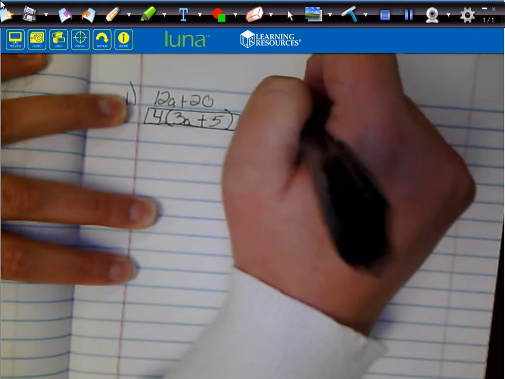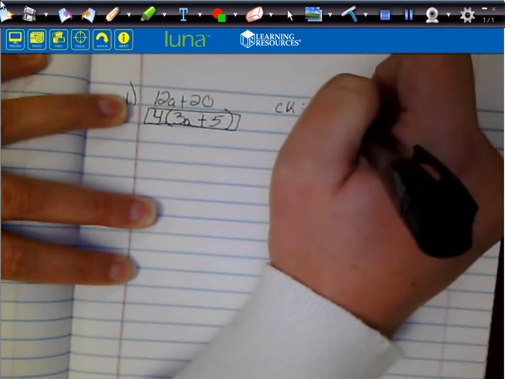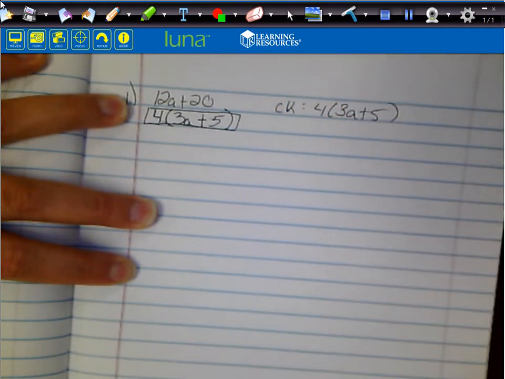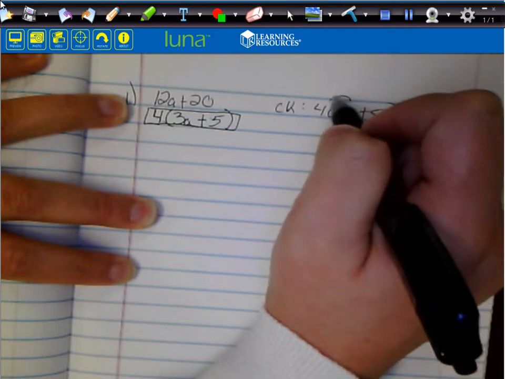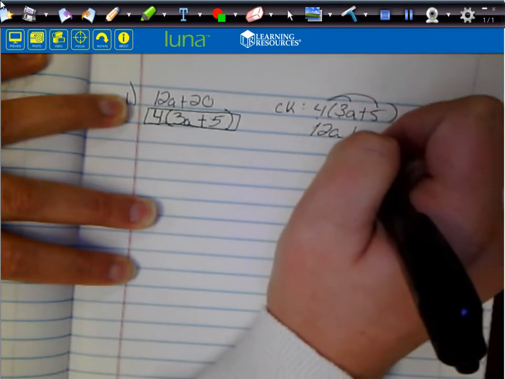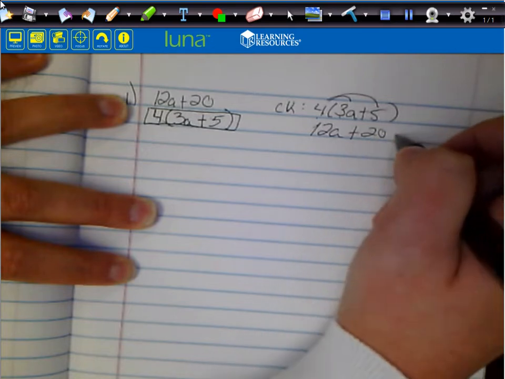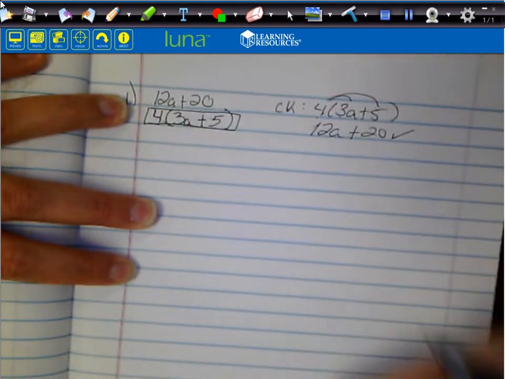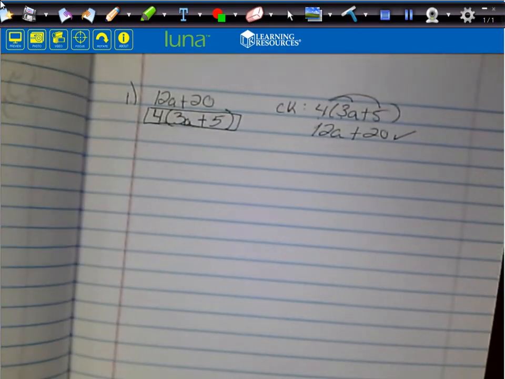Now we need to go back and check to make sure that we pulled this out correctly. So when I go back to check, I'm going to redistribute and say 4 times 3a is 12a, and 4 times 5 is 20, and I got exactly what I started with over here. So I do have the correct answer.